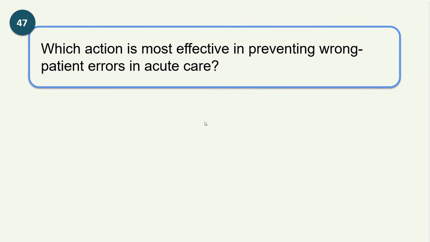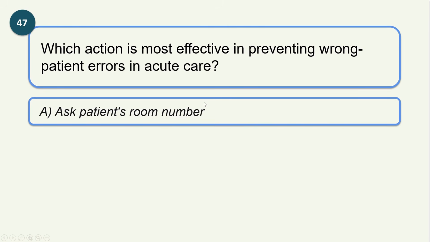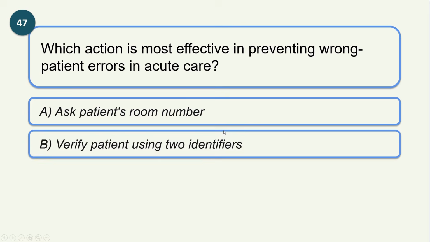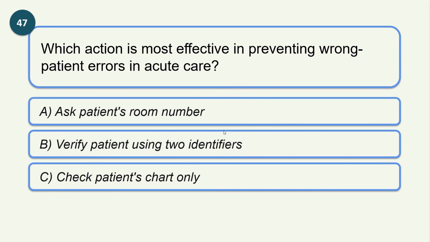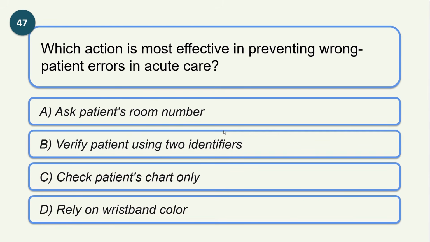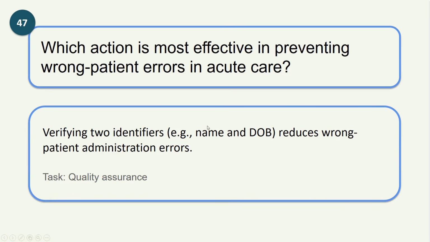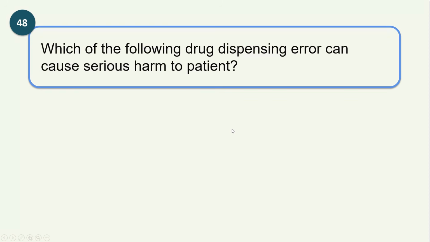Next, which action is most effective in preventing wrong patient error in acute care? A. Ask patient room number. B. Verify patient using two identifiers. C. Check patient chart only. D. Rely on wristband color. Correct answer is verify patient using two identifiers to minimize the errors in acute care setting. So two identifiers can be name and date of birth.